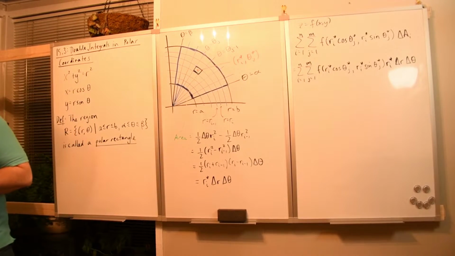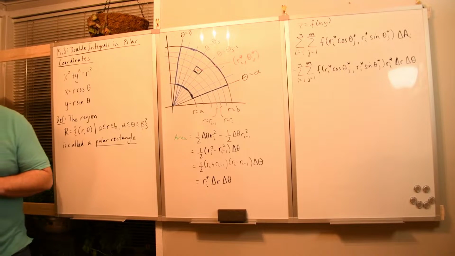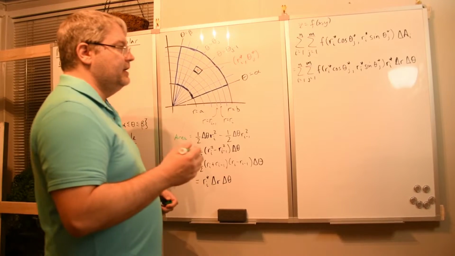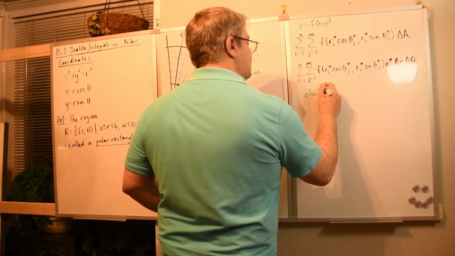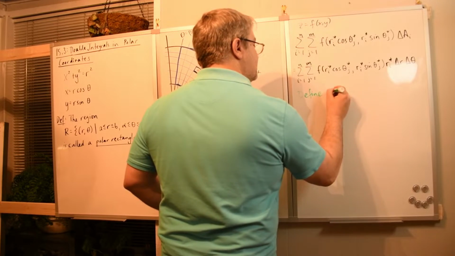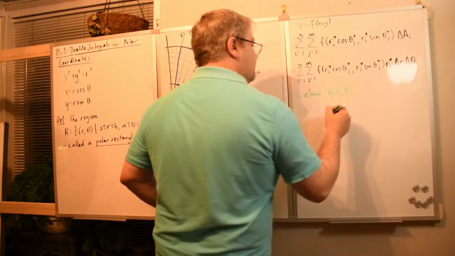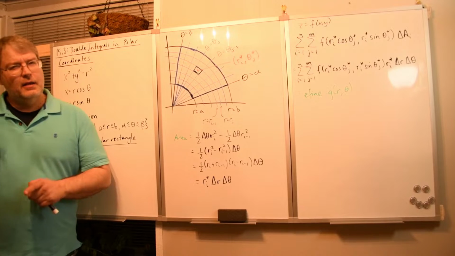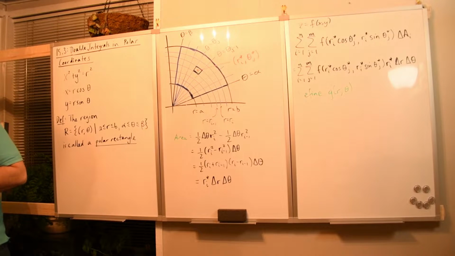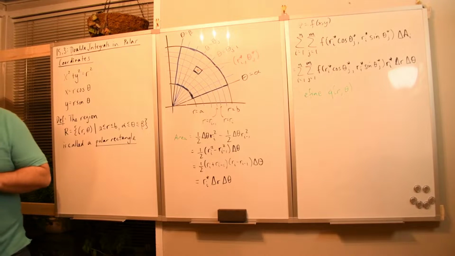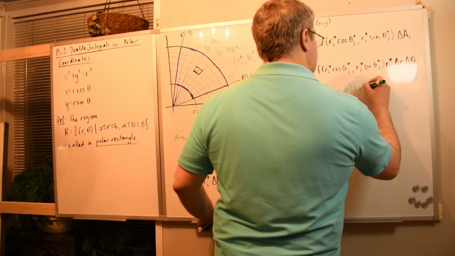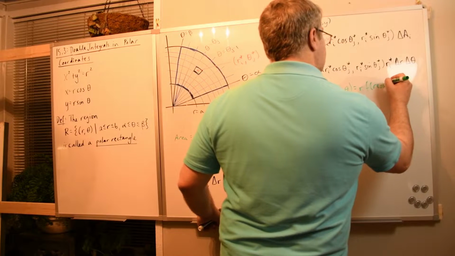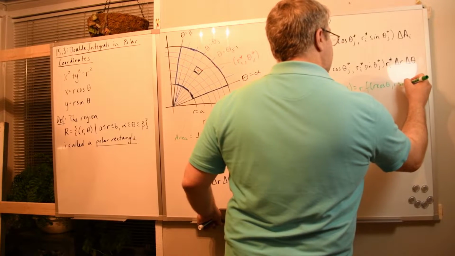Now suppose that what we do at this point is we define some sort of function g. So maybe we define some sort of g of r theta. But let's say that that's the same thing as r times f of r cosine theta comma r sine theta.